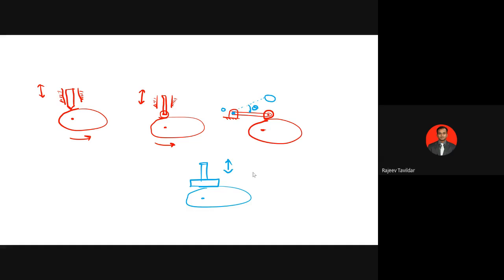That's why I told you there is a difference between the roller and the flat faced in terms of the functionality. The basic purpose is to reduce the wear and friction, but here having the roller gives us an edge of having the oscillatory motion also. Is it clear?